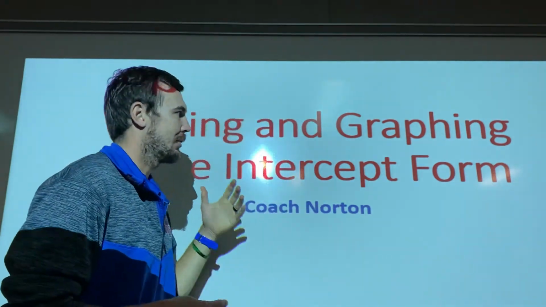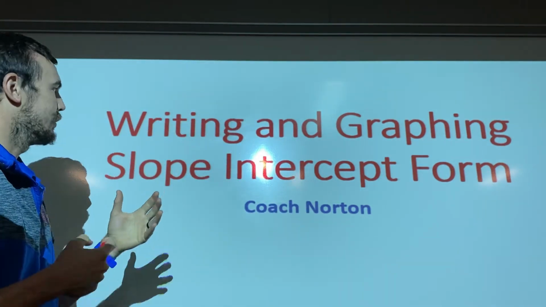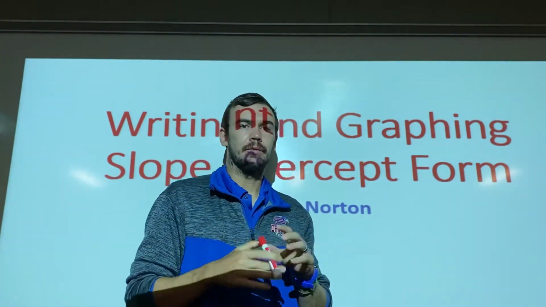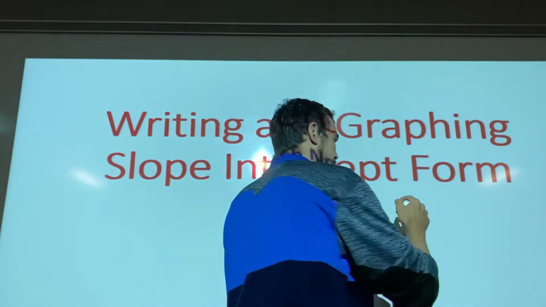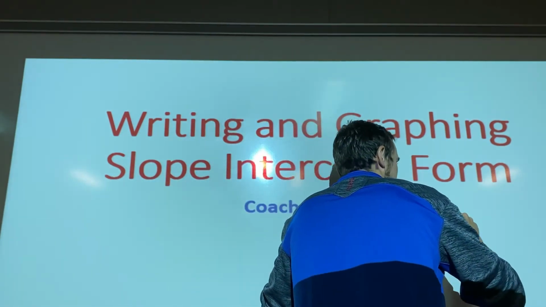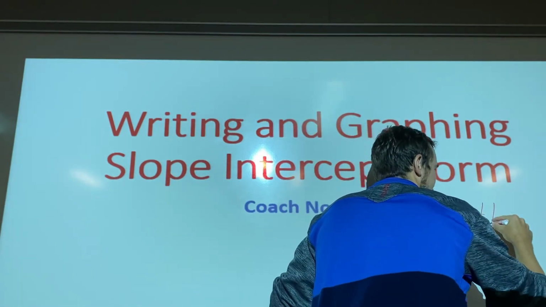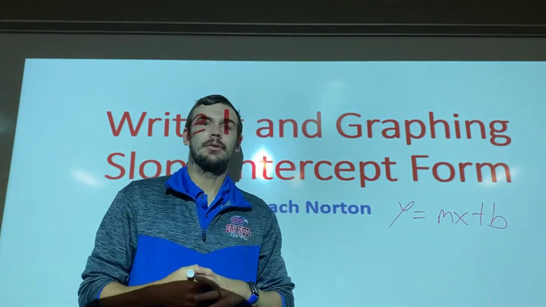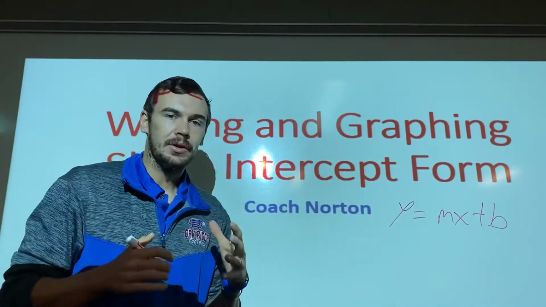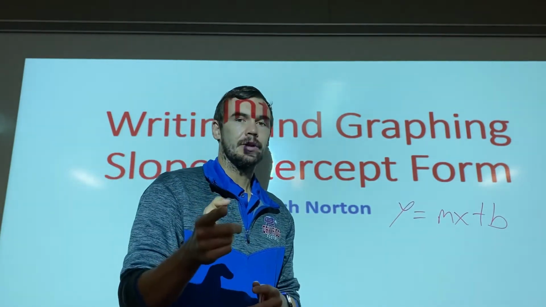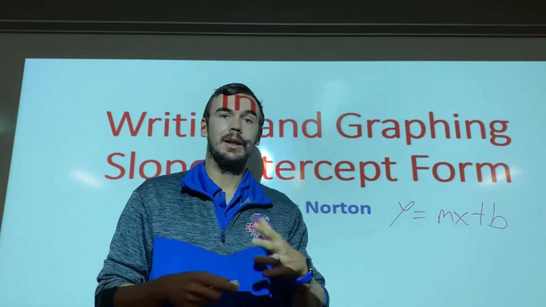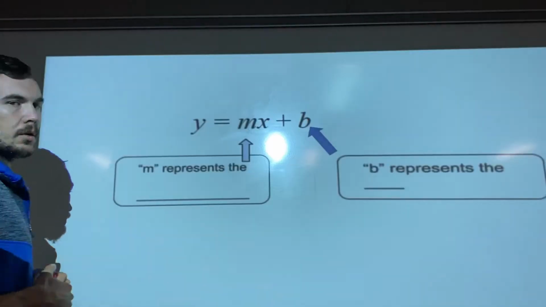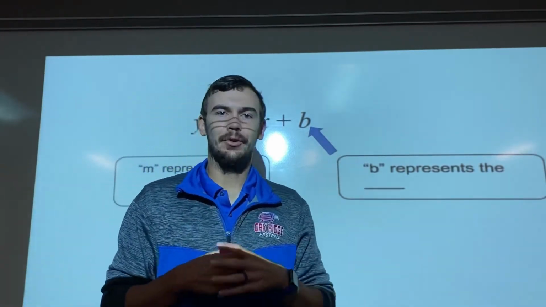Today we're going to be talking about how to write and graph using the slope-intercept form. A lot of y'all might know, but if you don't, the slope-intercept form is written as y equals mx plus b. We're about to get into what m and b stand for. We're going to be using this formula all day. Hopefully by the end of this video, you'll know how to write and how to graph slope-intercept form. Hope y'all enjoy.